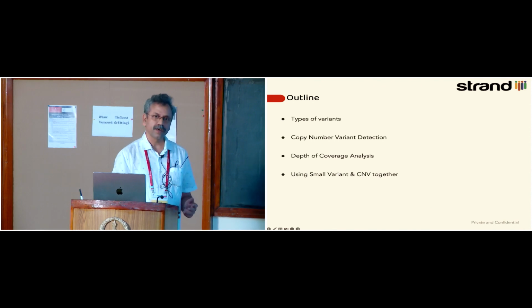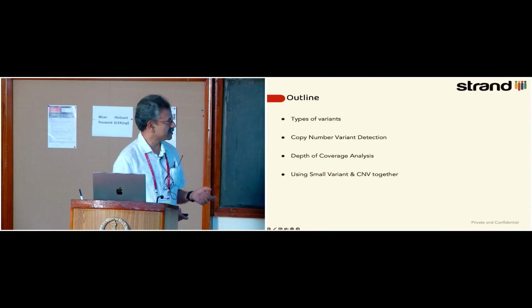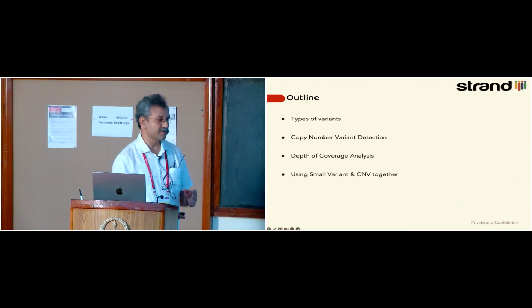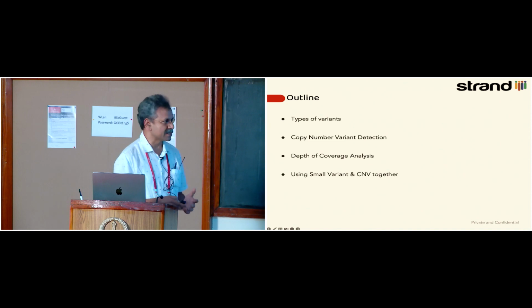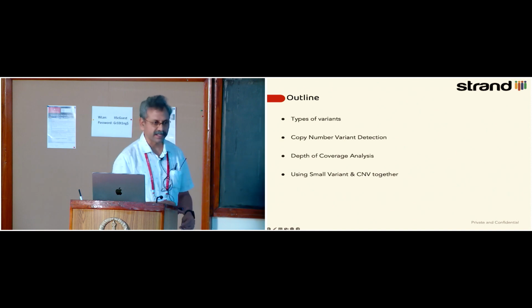As a broad outline, we'll briefly cover the different types of variants that we'll analyze in a particular sample. Then we'll focus a lot more on copy number variant detection. There is one standard method that is used for copy number variant analysis. It's called depth of coverage analysis, and it can be used in different permutations and combinations for different applications. So I'll spend some time on depth of coverage analysis. It's not like all of these techniques are exclusive to each other. You can also put together different techniques to solve individual cases. I'll come to that in the very end.